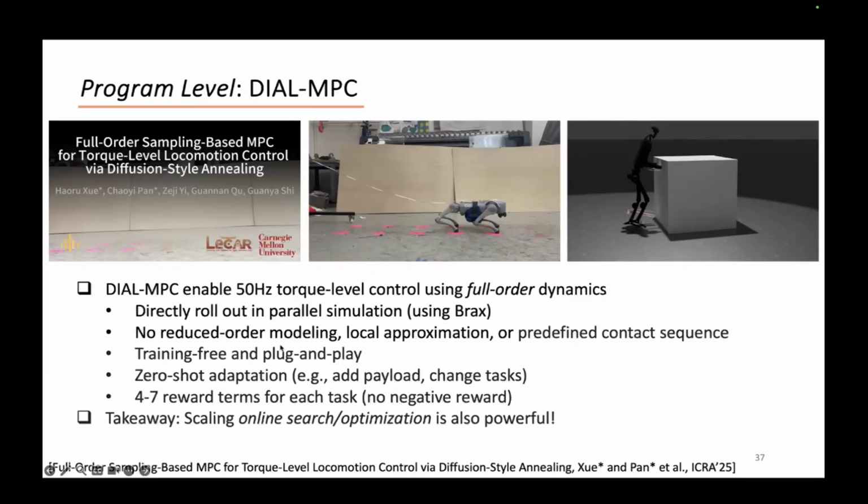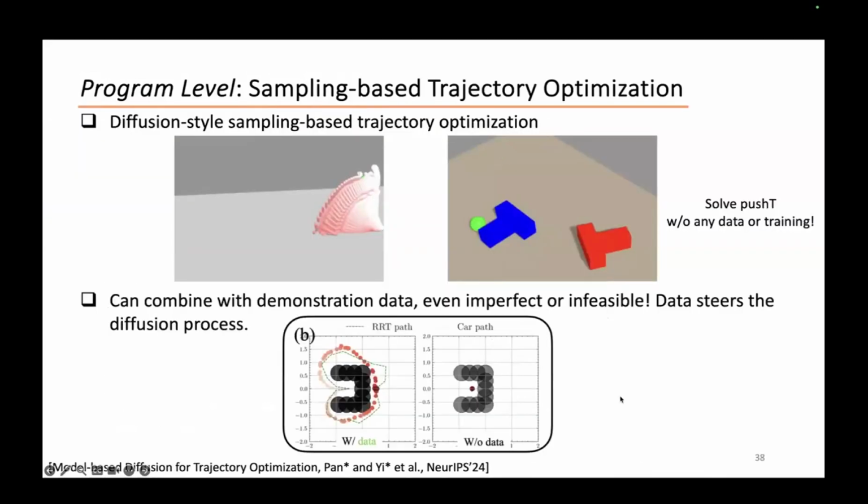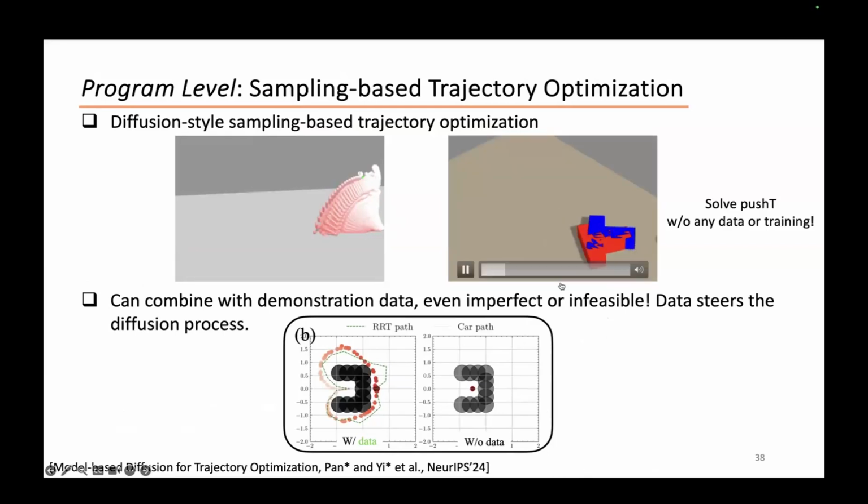So I guess a takeaway is, right, from control, scaling online search, scaling online stuff is also powerful, right? Remember, for everything on this slide, there's no offline training at all. I think in the future, one thing that will be really powerful is to combine the online scaling here with offline training, right? Can we get the best of online and offline scaling? Okay, I will skip this one, but basically we extend this framework to trajectory optimization. We can solve the push-T task without any data, just from scratch.